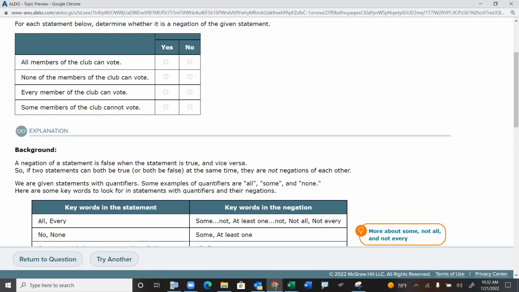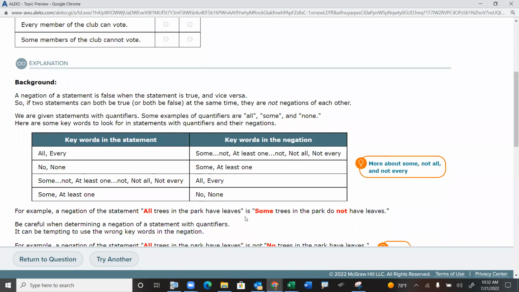So if the original statement has all or every, then over here you've got your negative word, not or not, not or not. But no negative word over here. And by the same token, if the original statement has a negative word, no or none, then the negation is not going to have a negative word. It won't have no or not or none. That's something that can help you out.